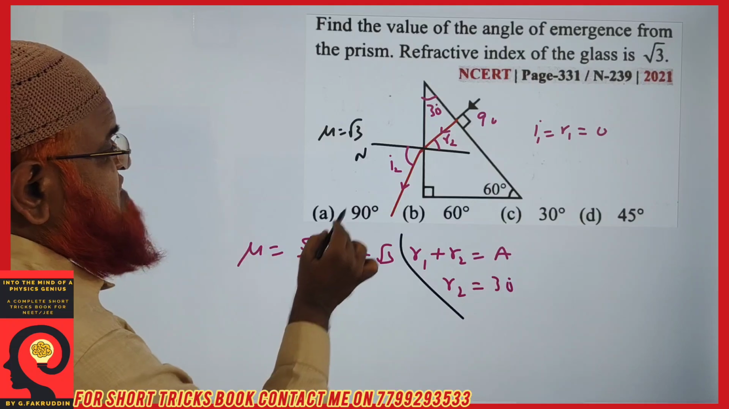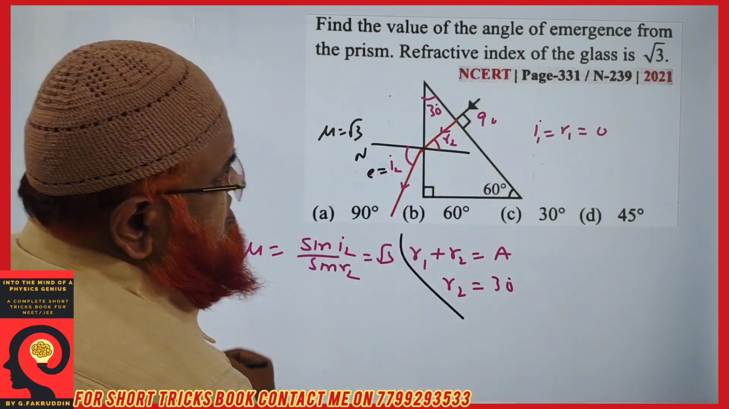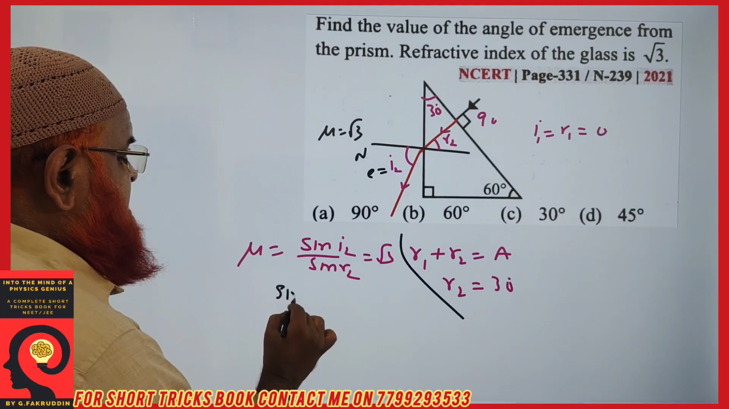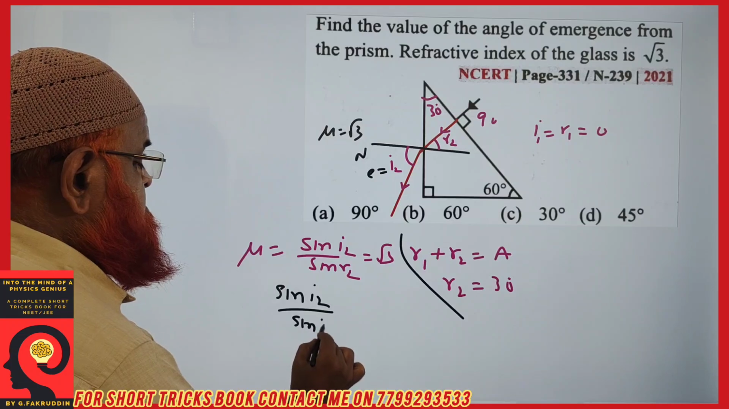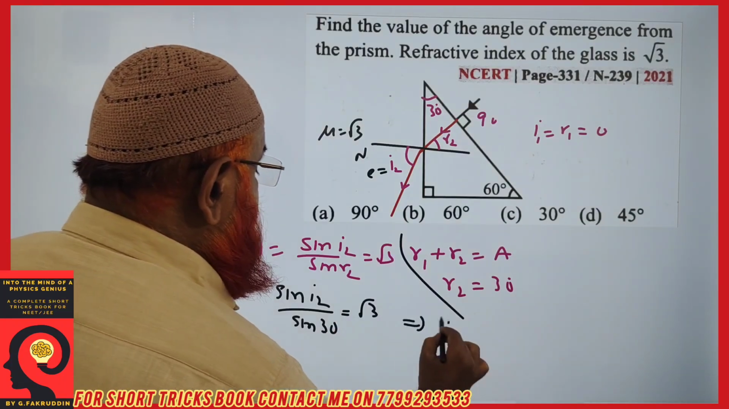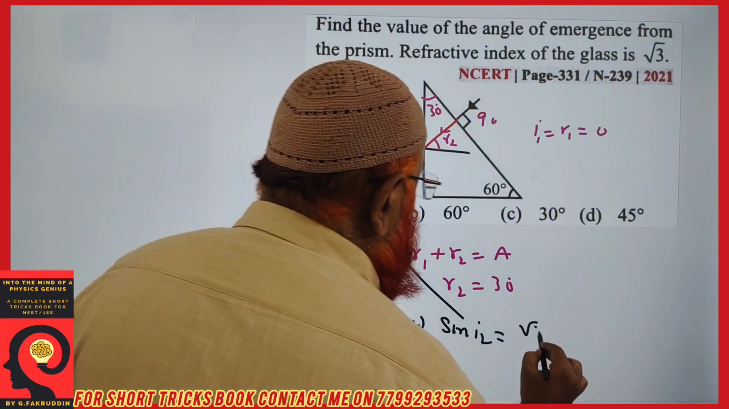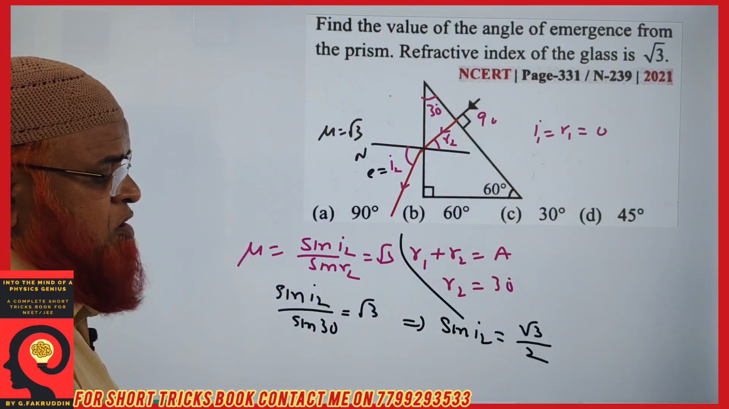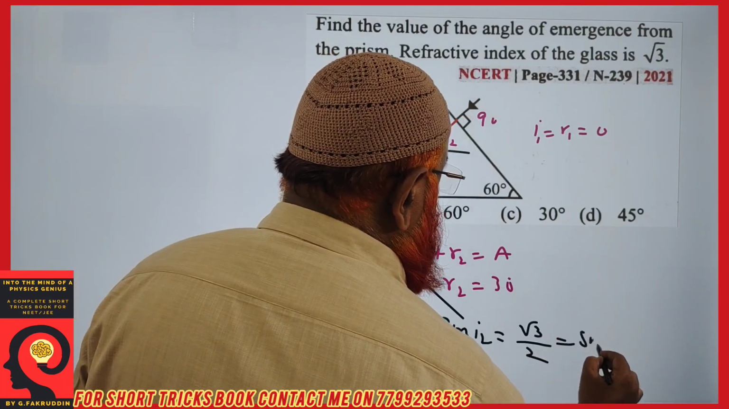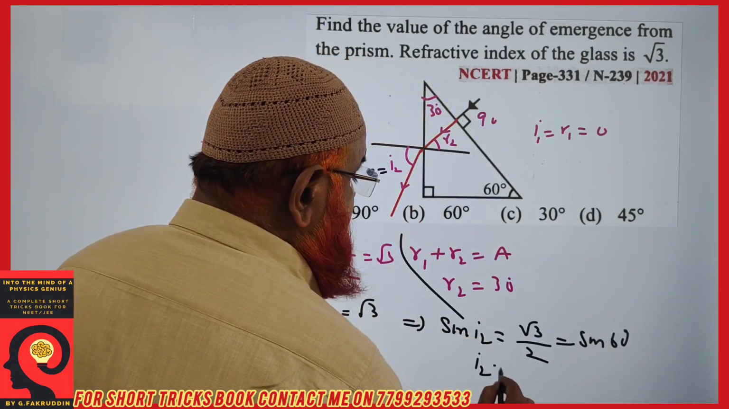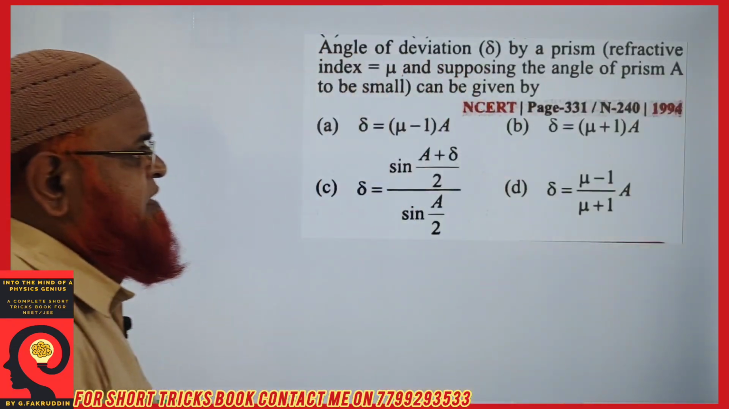So what's going to happen? Sin I2, we have to find out, isn't it? The angle of emergence is this angle. So sin I2 divided by sin R2, which is sin 30, is equal to root 3. This implies that sin I2 is equal to root 3 times sin 30, which becomes root 3 by 2. Root 3 by 2 is how much? Sin 60. That means the angle of emergence is going to be 60 degrees, that is the answer. Is it okay? Let us go for the next problem.